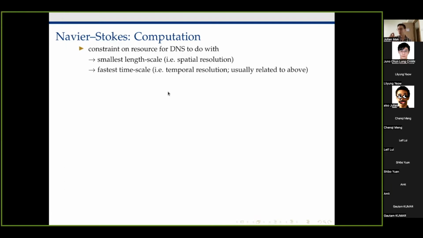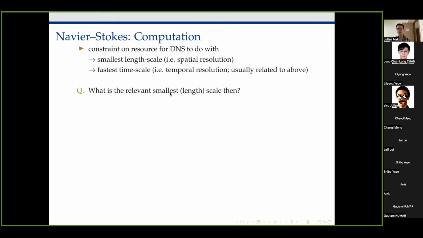Usually, the small scale fluctuations are associated with the fastest time fluctuations. So from a numerical stability point of view, you also want to have a small time step. So it's really the small scales that dominate everything. That's really the deciding factor on how much resource we need.